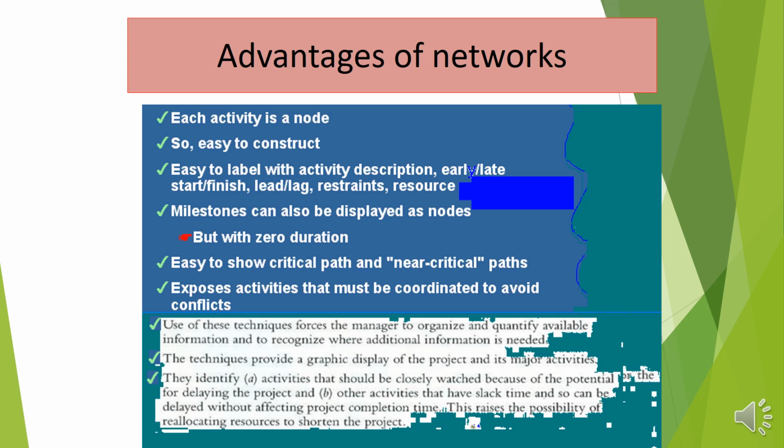The networks have got advantages. For example, each activity is a node, and so it is easy to construct a network. Easy to label with activity description, early start, early finish, and late start, late finish times, lead, lag, restraints, resources. Milestones can also be displayed as nodes, but they will have 0 duration. So networks are easy to show critical paths and near critical paths. And they expose activities that must be coordinated to avoid conflict.